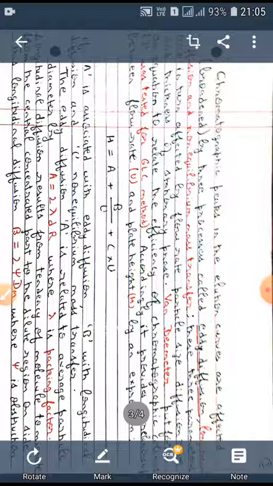Van Deemter, a scientist, put forward an equation to relate the efficiency of chromatographic columns. Accordingly, it provides a relationship between flow rate, which is represented by capital U, and plate height, represented by capital H, by an expression given as H is equal to A plus B upon U plus C into U, where A is associated with eddy diffusion, B is associated with longitudinal diffusion, and C is associated with non-equilibrium mass transfer.